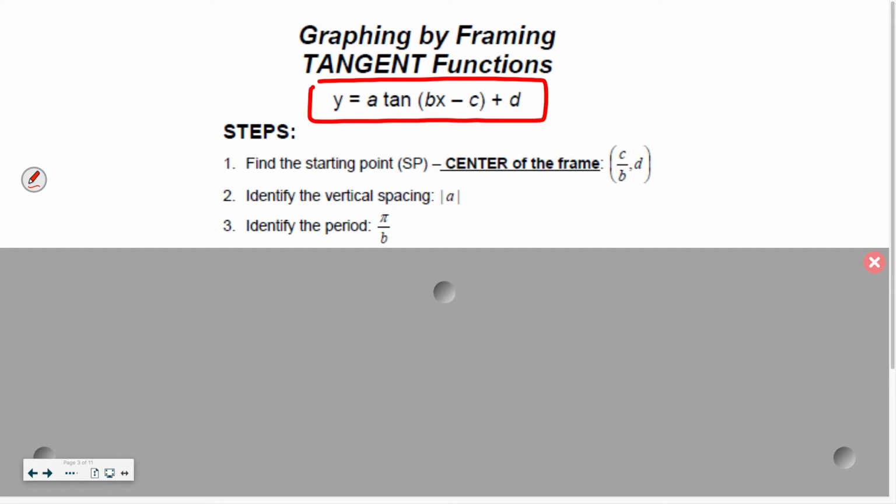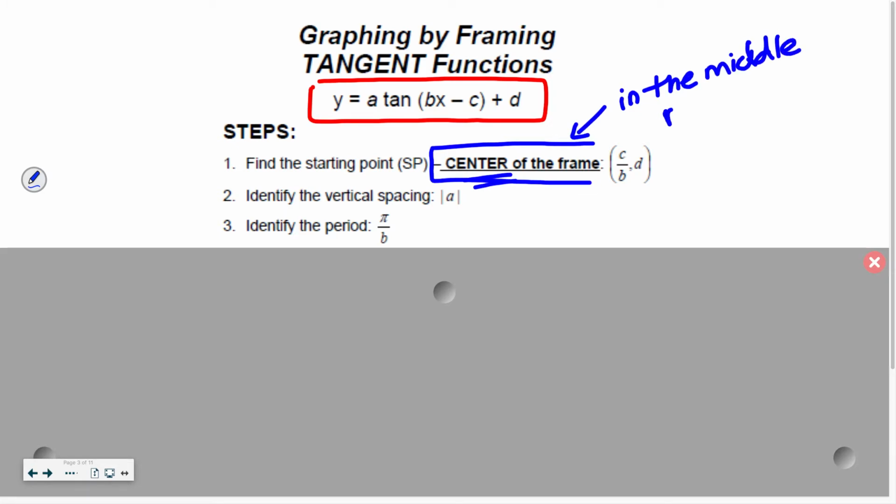Notice that the way that you would get the starting point is the same. It's C over B, comma D. But you might want to make note that it's in the center of the frame, so it's actually in the middle, it's not on the side. So the construction of the frame is going to be different.